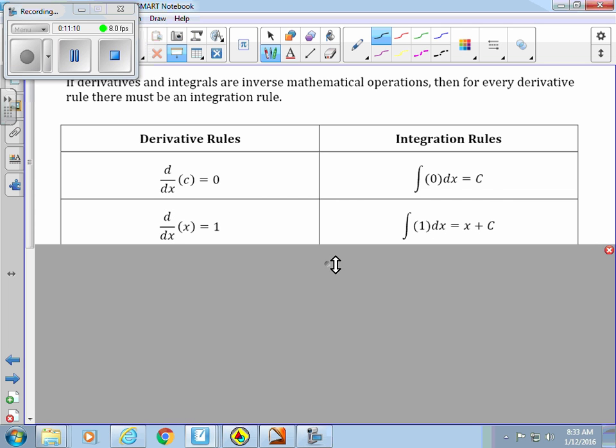If the derivative of x is 1, then the antiderivative of 1 would be x plus a constant. Why plus a constant? What would happen if I took the derivative of that right hand x plus c? The c would go away. So would you agree that with any integral, I'm going to get a constant? Possibly.